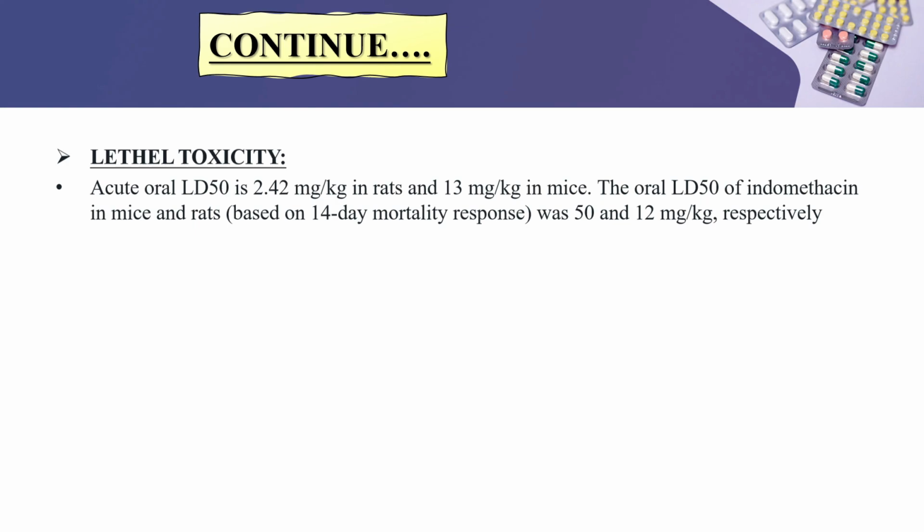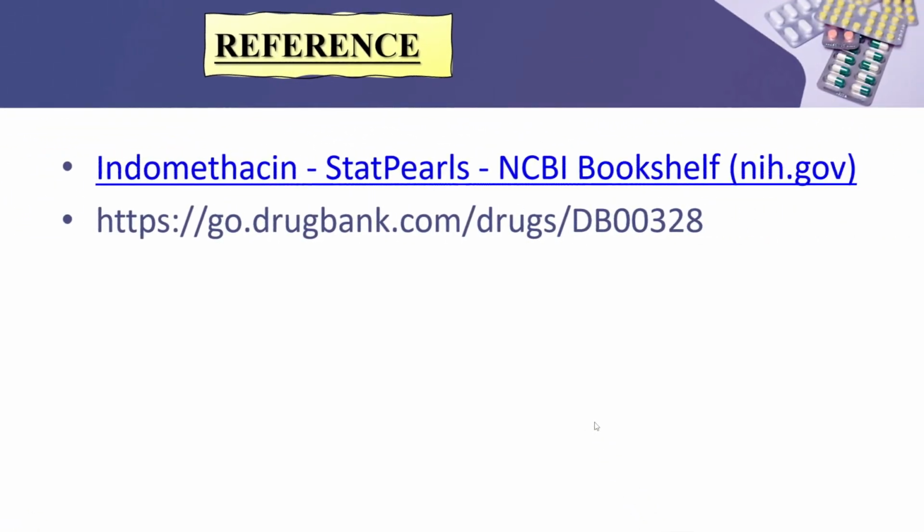Acute oral LD50 is 2.42 mg per kg in rats and 13 mg per kg in mice. The oral LD50 of indomethacin in mice and rats based on 14-day mortality response was 50 and 12 mg per kg respectively. That's all from my side.